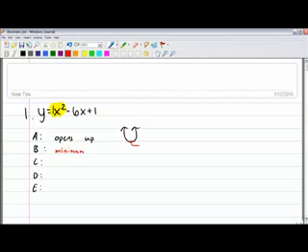Part C says find an equation for the line of symmetry for the graph. So line of symmetry is going to be x equals the opposite of b divided by 2a. In this case, b is negative 6, so the opposite of negative 6 is 6. So we have 6 divided by 2a, which is 3. So the line of symmetry is going to be at x equals 3. So that's that vertical line that runs through the vertex.